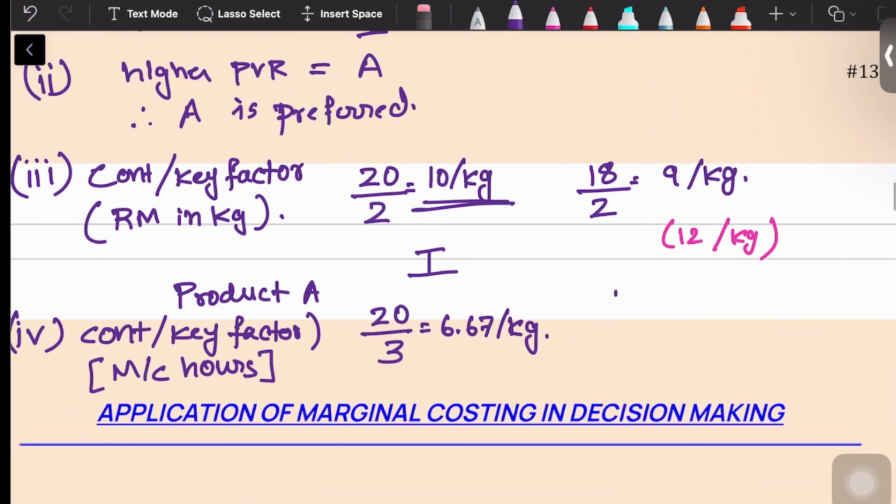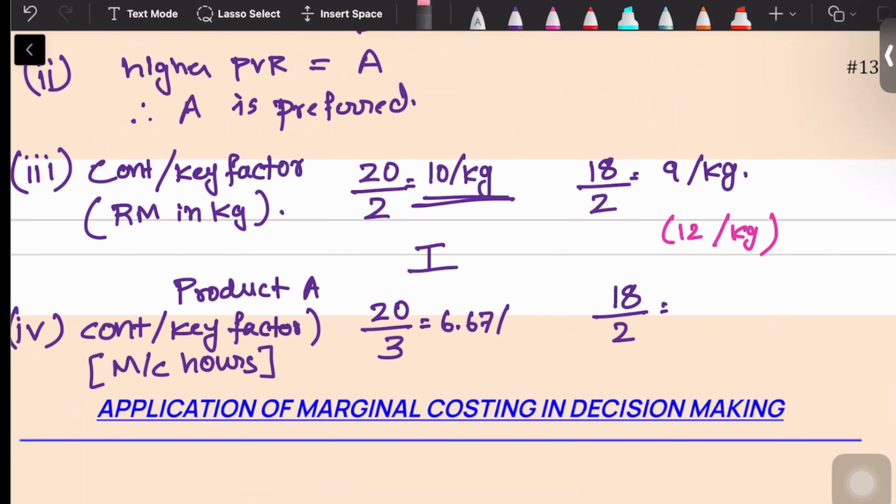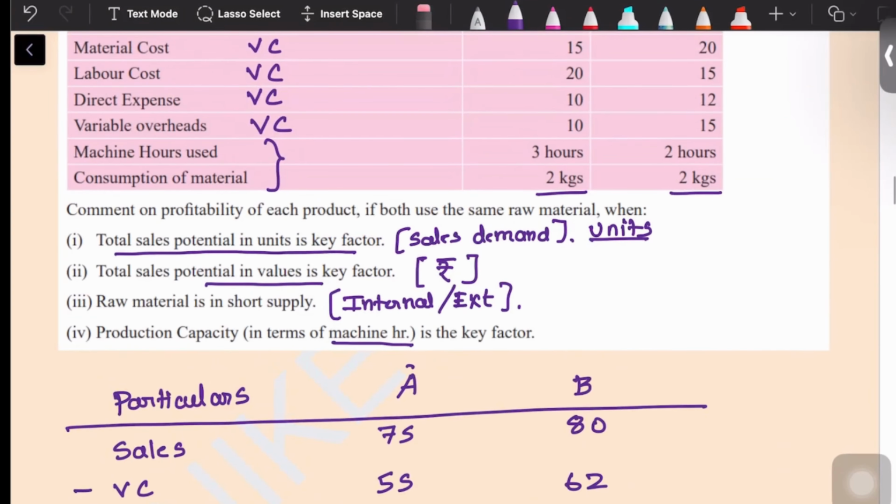And here 18 divided by 2. So this is not kg, this is per hour. Since the key factor is hour here, 6.67 per machine hour. Here 18 divided by 2 for B will be 9 per machine hour. So in this case, clearly 9 is higher. So this is first rank. So I will prefer to manufacture B if the production capacity in terms of machine hour is the key factor.